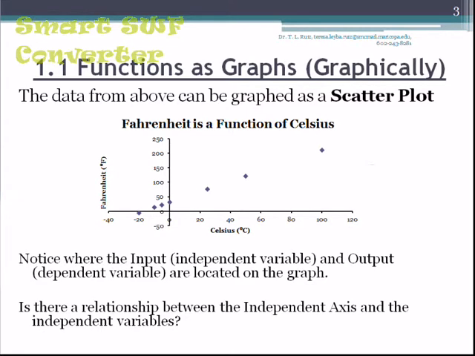Notice where the input, or the independent variable, and the output, or the dependent variable, are located on the graph. Recall that the input is the Celsius temperature and the output is the Fahrenheit temperature. Input is on the x-axis, output is on the y-axis.